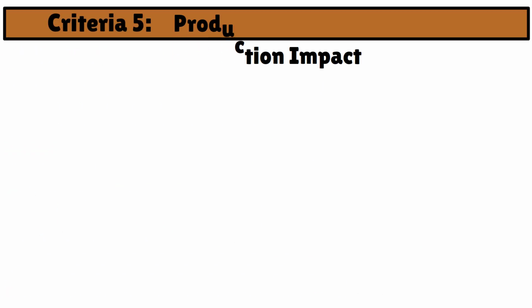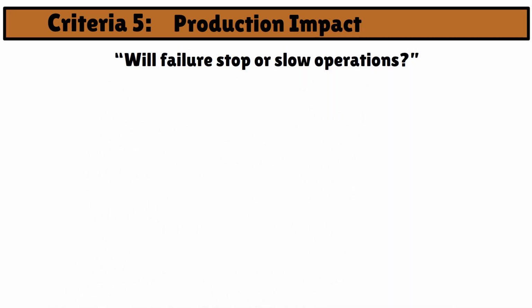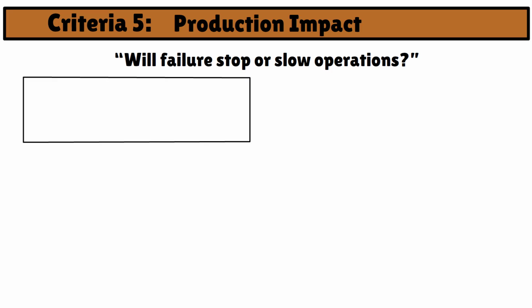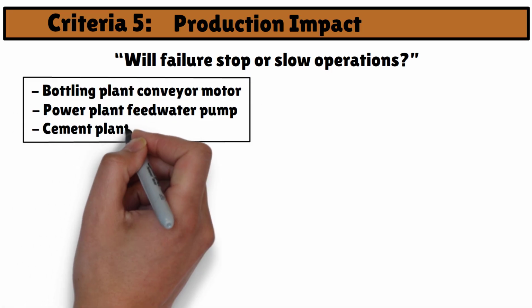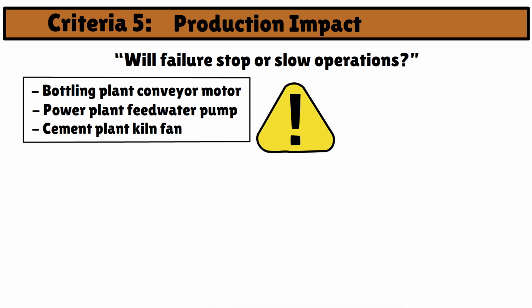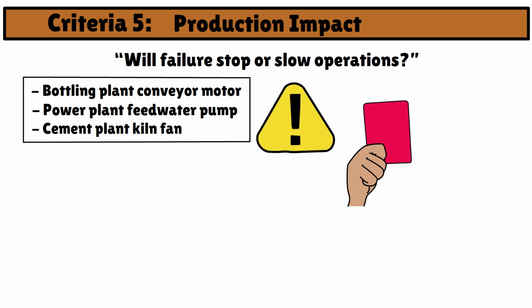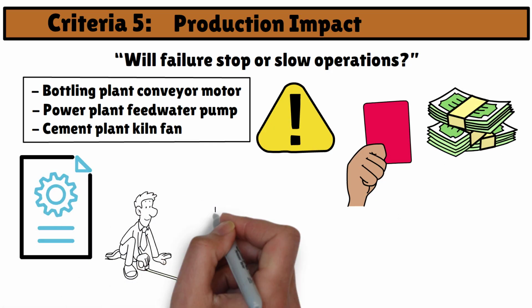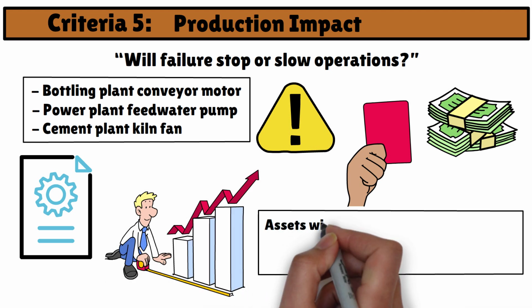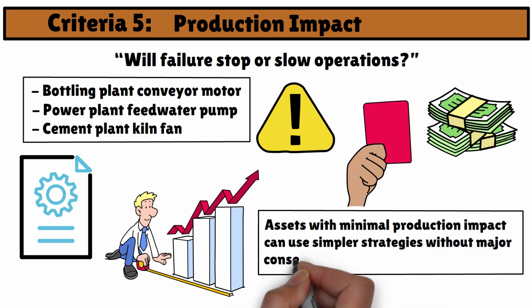Criteria 5. Production impact. Will failure stop or slow operations? Some assets like a bottling plant conveyor motor, power plant feedwater pump, and cement plant kiln fan are production critical. If they fail, everything stops. For these types of assets, downtime is expensive, so the maintenance strategy must focus on prevention and performance monitoring. Assets with minimal production impact can use simpler strategies without major consequences.